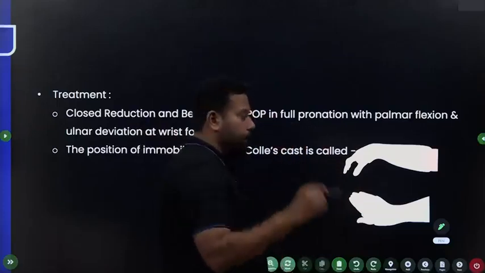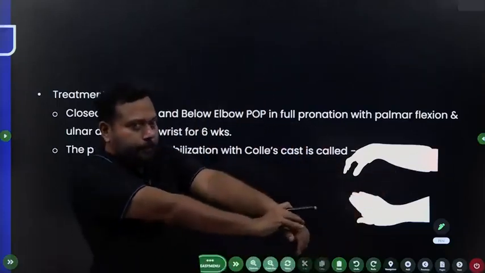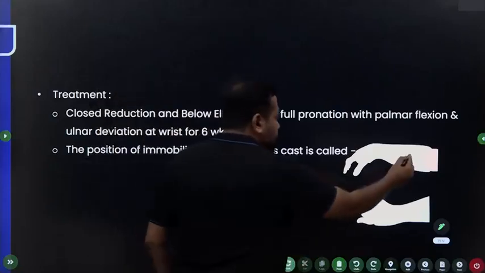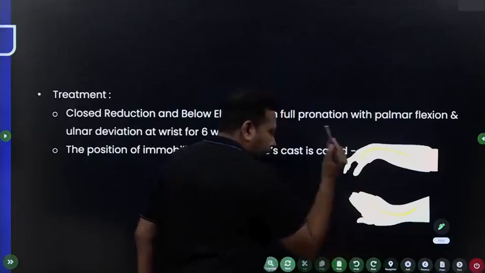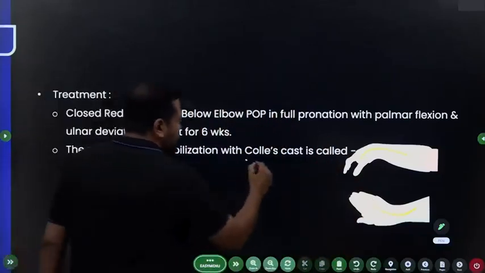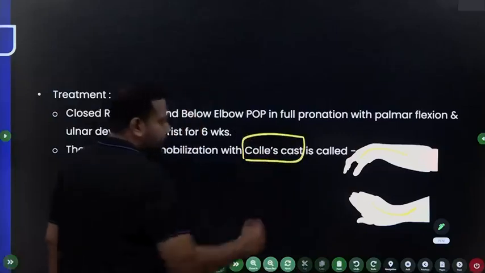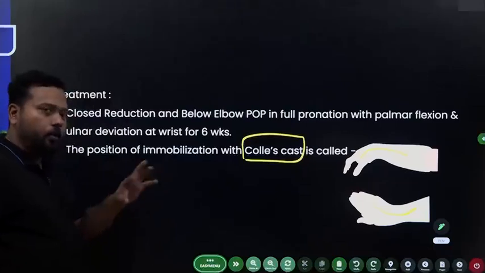Okay, this is the important thing. First you give traction, make it in full palmar flexion, make it in full ulnar deviation. This is called Colles cast.